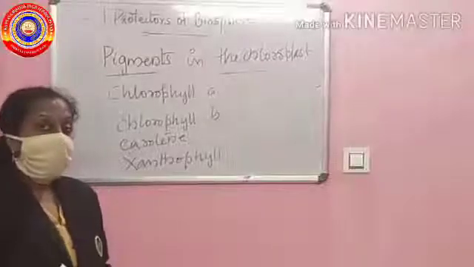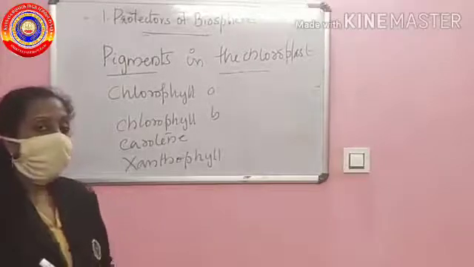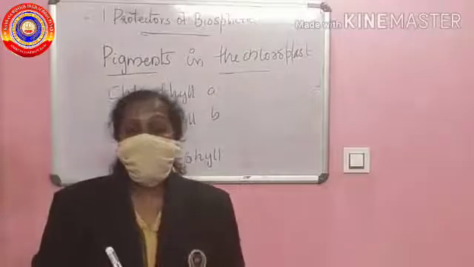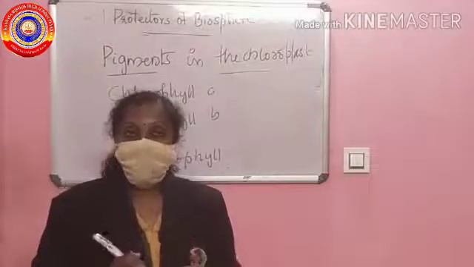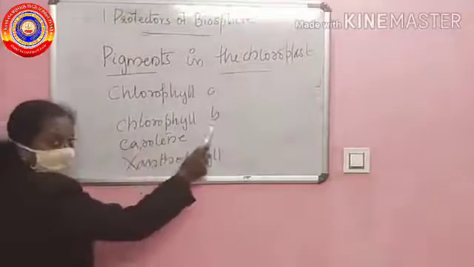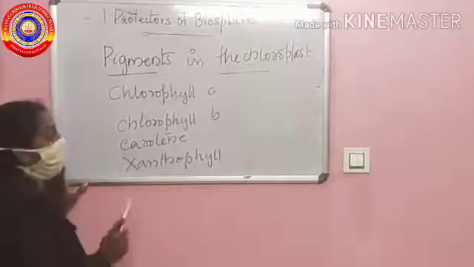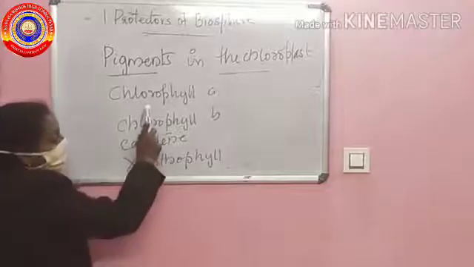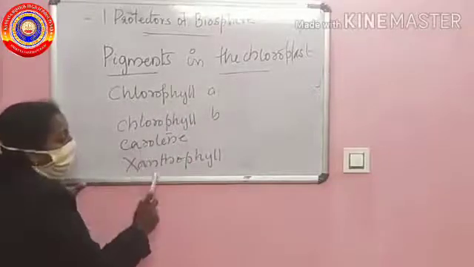Our next topic is pigments in the chloroplast. The pigments that absorb sunlight are seen in the grana. The pigments are chlorophyll A, chlorophyll B, carotene and xanthophyll.